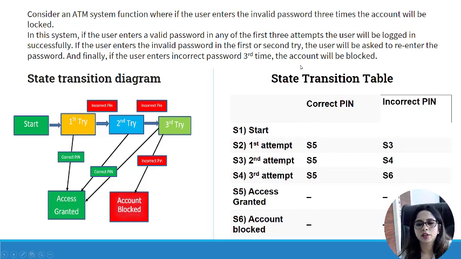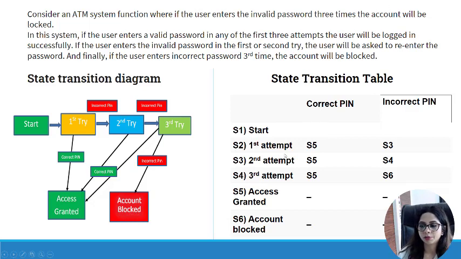I'm trying to understand the tabular format now. So there are states: S1 which is start, S2 first attempt, S3 second attempt, S4 third attempt, S5 access granted, and S6 is account blocked, right? So what happens when you apply different conditions, which are correct pin and incorrect pin.